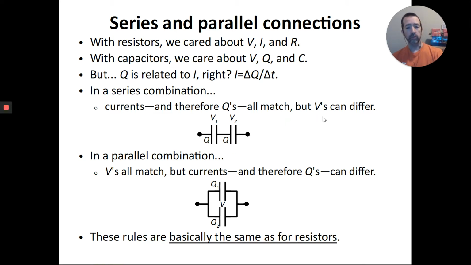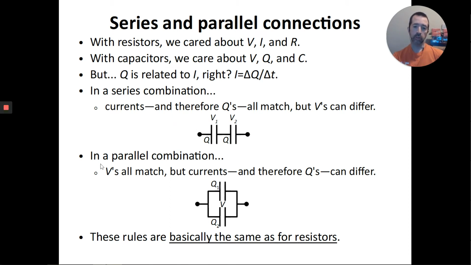The voltages might be different, and that depends on the capacitance value. If they're identical to each other, then with the same Q, they'd have to have the same V also. But if they're not identical, they could have different Vs. So I labeled them V1, V2.